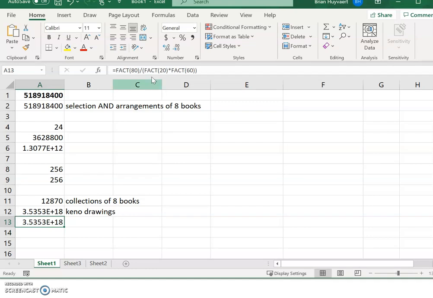and now we get the same answer. Another way to do that is just instead of using parentheses around that entire denominator, we could just say, okay, I'm dividing by 20 factorial and dividing by 60 factorial. And again, we get the same answer. So a lot of different ways to do it. Obviously, the fastest one is just to use that combinations formula or function in Excel.